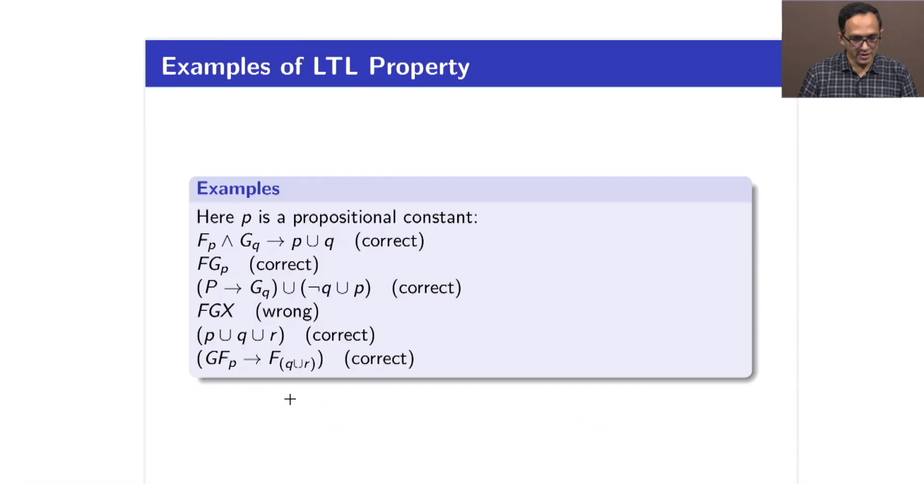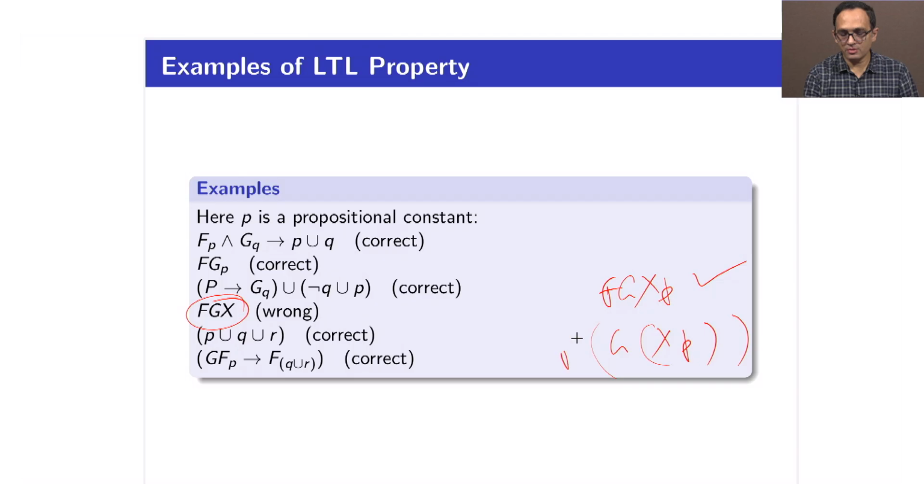But if you try to write a formula like this, it is incorrect, right. If you try to write F G X, there is no proposition, right. But if I write F G X P, this is correct, because P is a correct LTL formula. So, X of P is a correct formula, then globally X P is a correct formula, and in the future globally this will hold, this is also a correct formula.